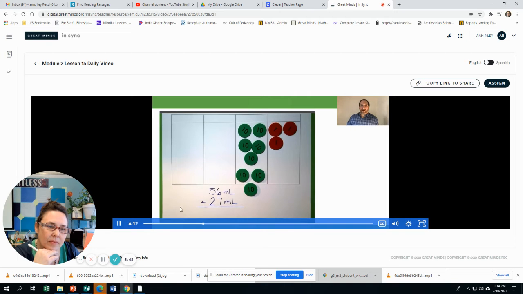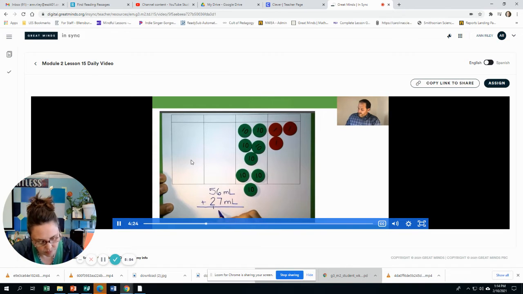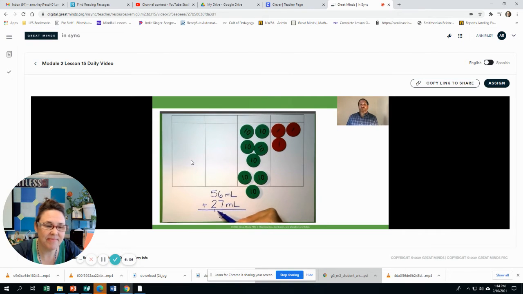Well, let's record that work in our workspace. We said 6 ones plus 7 ones was equal to 13 ones. Watch how I record that here. I can record that in this way, where I'm representing those 13 ones as 1 ten and 3 ones. Pretty cool. This is how we show renaming using the standard algorithm.